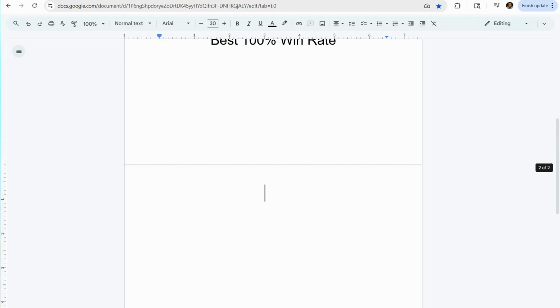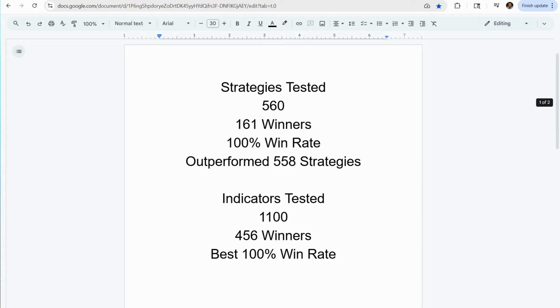Alright, as I said, today we will be testing a new multi-time frame indicator. Before we do though, I wanted to put the testing scoreboard up for everyone to see. So to date, we have tested a total of 560 different strategies. The best one so far was able to achieve a 100% win rate. That was achieved using the Academy of Forex indicator to trade the crypto scalping strategy that I'll mention in this video on a live trading account.